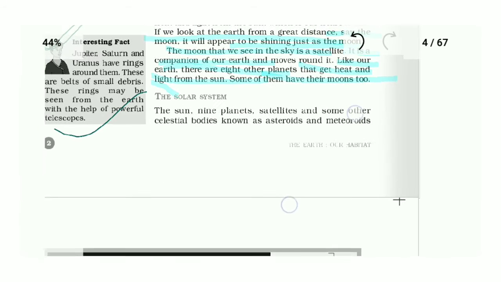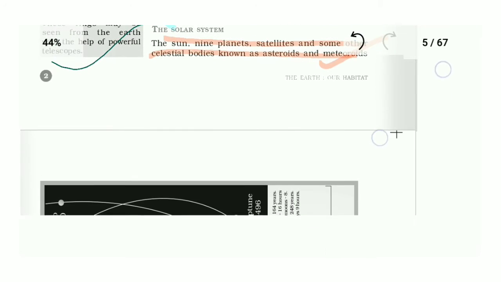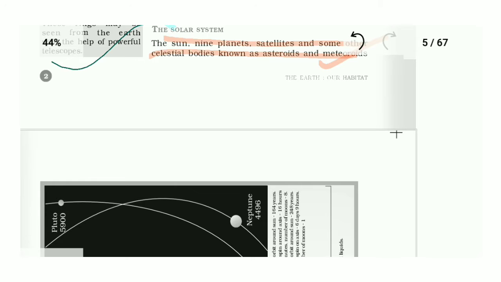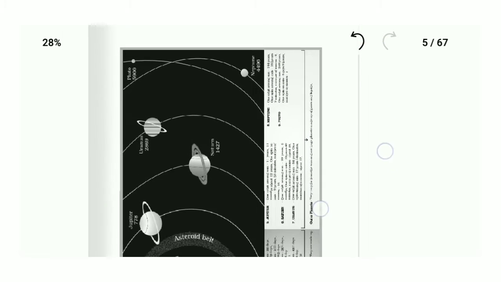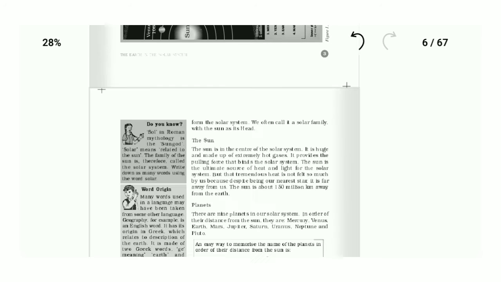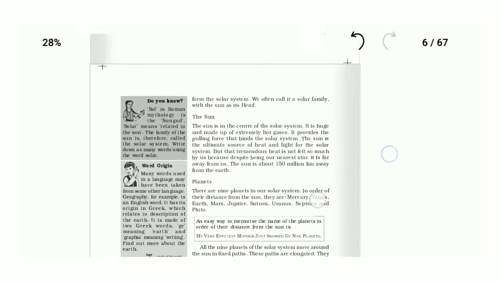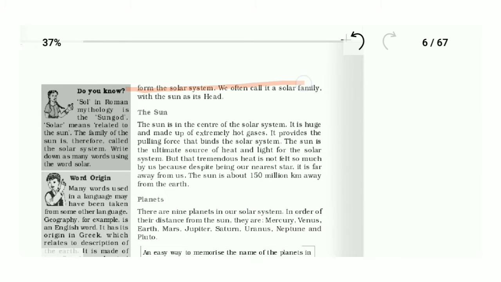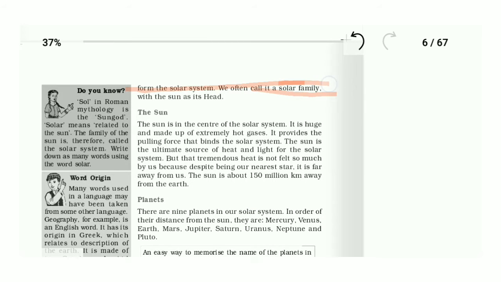So the solar system, now we are in the solar system. The sun, 9 planets, satellites, and some other celestial bodies known as asteroids and meteoroids form our solar system. Before going to this image, let me complete the paragraph. So it forms a solar system. We often call it a solar family with the sun as its head.